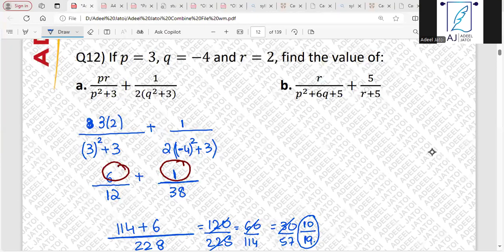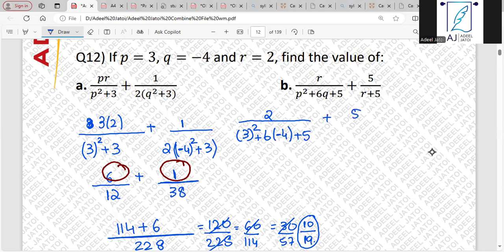Okay, ji. Question number 12, part B. So now R is what? 2, right? So we write down R is 2. And the value of P is 3. So this becomes 3 square plus 6. Q is minus 4. It's very important when you are substituting the value, you be very careful. Okay? Plus 5. It's all there.